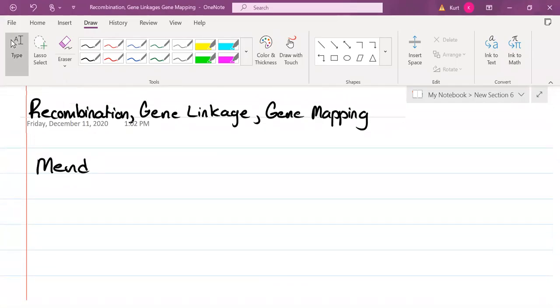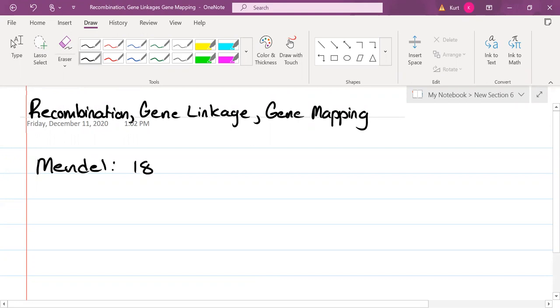Okay, so today's lesson is going to be recombination, gene linkage, and gene mapping. Gregor Mendel began his work in the 1800s, and he died in the 1800s. I think he was born like 1822 and died in like 1884 or something like that. So his entire life was in the 1800s, and that's when he really made a lot of his revelations.